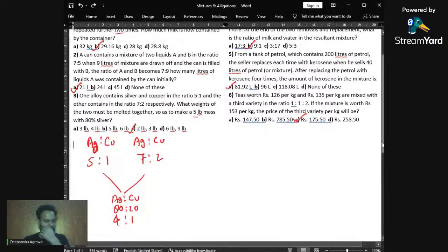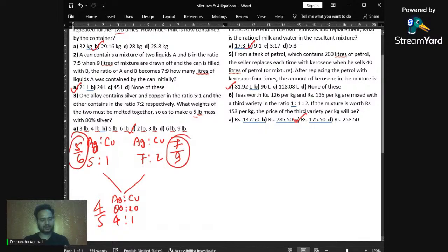So in the first mixture, the share of Ag, or I should say the concentration of silver, is 5 by 6. The concentration of silver in the second one is 7 by 9, and in the third one it is 4 by 5. So by using two concentrations, 5 by 6 and 7 by 9, I need a concentration of 4 by 5, right? So what do you need to do in this?